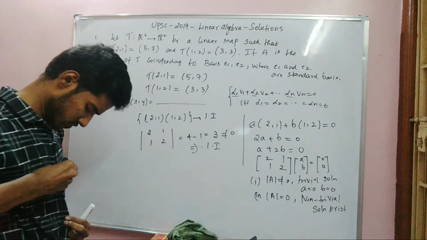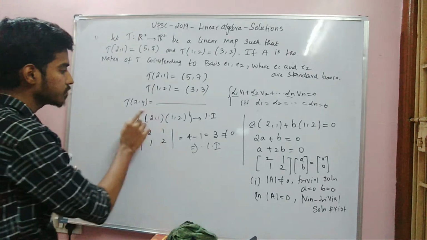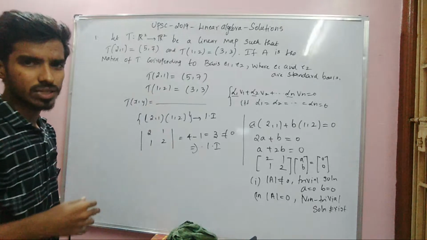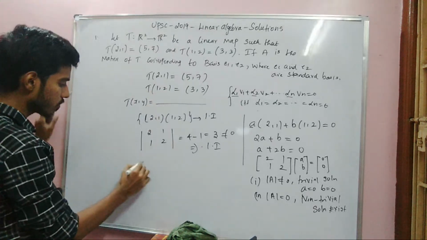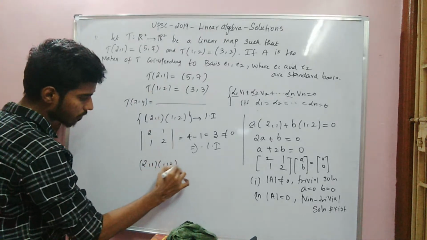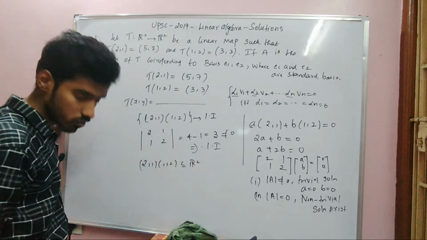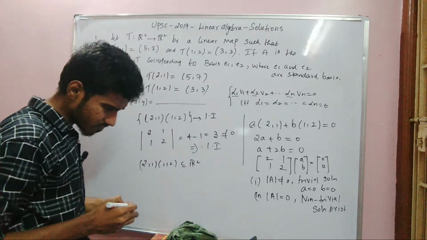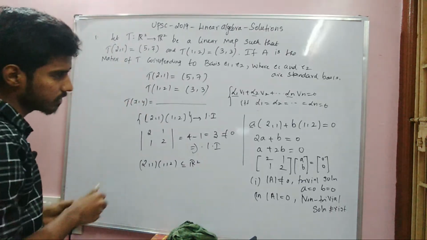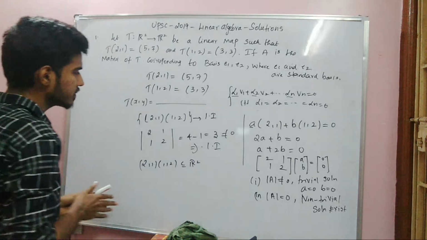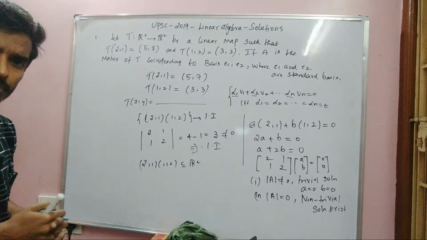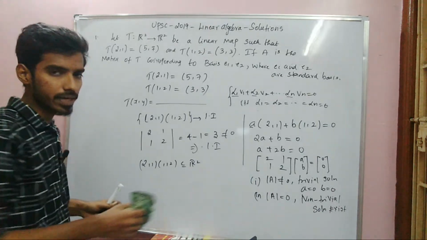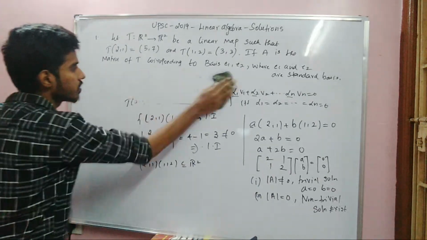Now, first I have shown that it is linearly independent. You can see (2, 1) and (1, 2) is a subset of R2, right? Let me keep this as it is. Now you can see whenever it is linearly independent, there is a 90% chance that it will span the entire space, right? So if it spans the entire space, what is the condition then?